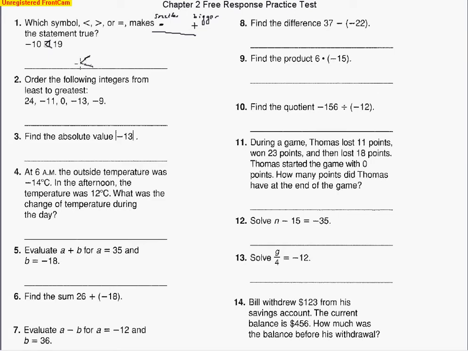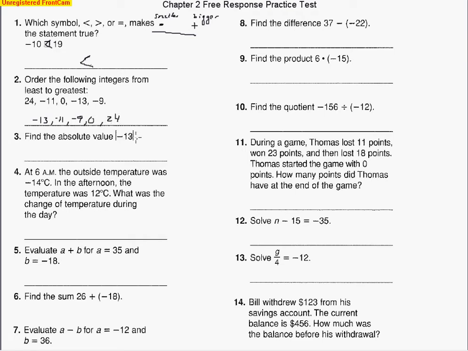So taking a look at our next one, we're supposed to order these integers from least to greatest. So we start with the smallest number, so negative 13. That's the one furthest from 0 in the negative range, and then negative 11, negative 9, and then we get to 0, and then we go to the positives. So 24 is the only positive number we have.